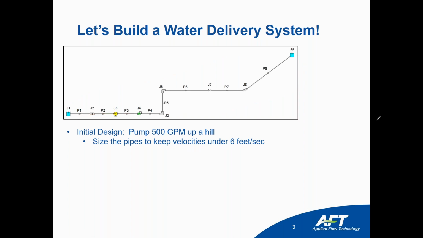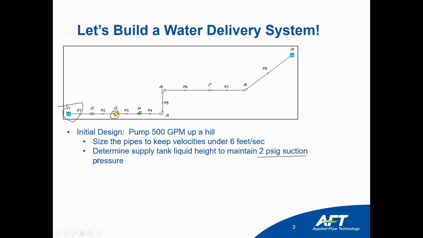The next thing is that we do not know what the liquid supply tank height is, and that's this guy right here. So we need to figure out what supply tank liquid height we need in order to ensure a 2 psig suction pressure at the pump. So we want to make sure that we have plenty of suction pressure available and lots of NPSH for our pump, just to avoid any potential cavitation problems. So that's the second requirement: we need to figure out what liquid height we need in order to get 2 psig at the pump.